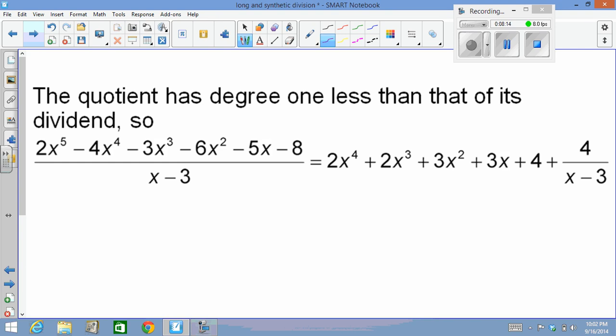Now this was a little bit of an easier problem because this time I did not have a coefficient in front of the x when I was dividing. When I have a coefficient in front of the x when I'm dividing, I have to do a little bit of a different process.